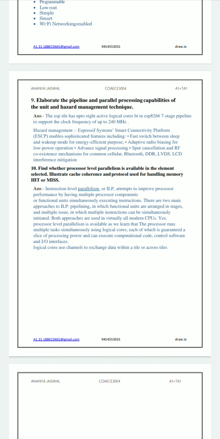Yes, processor level parallelism is available as we learn that the processor runs multiple tasks simultaneously using logical cores, each of which is guaranteed a slice of processing power and can execute computational code, control software, and I/O interfaces. Logical cores use channels to exchange data within a tile or across the tiles.